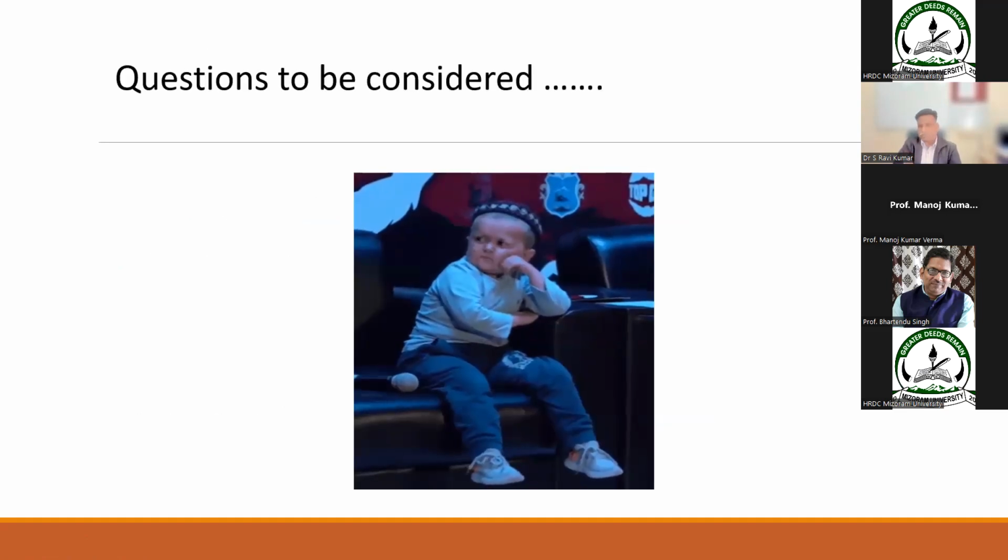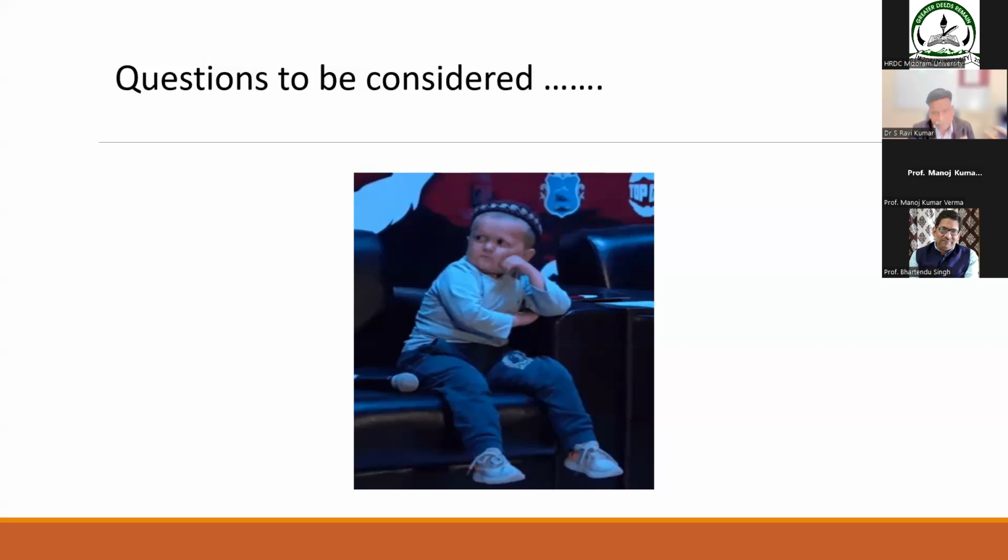So when we are talking of research and how to increase visibility, we have to consider certain questions. What are the things we have to consider when we carry out research? Whether the research you are going to do is coming from inside, whether you are really interested to do research, or it is a pressure because the other colleague in my next cabin is doing it, and I am also forced to do it.